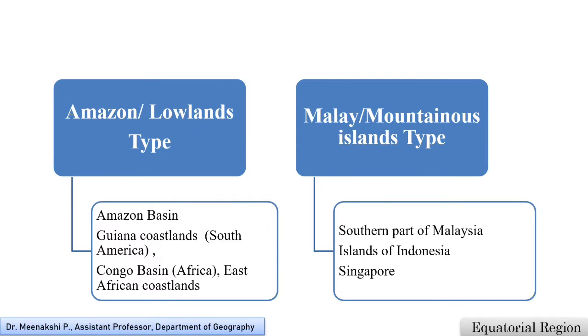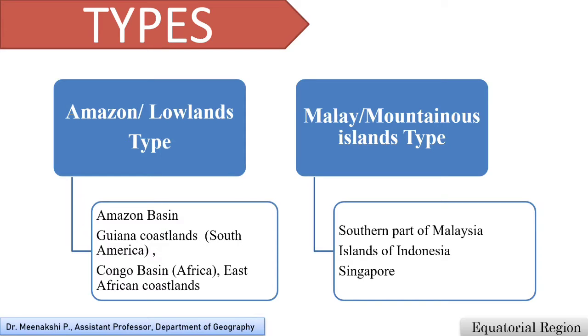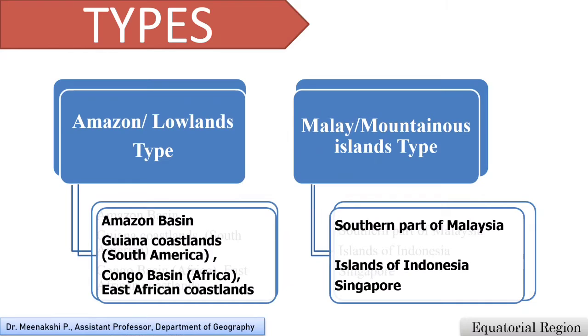Equatorial regions can be classified into 2 types, such as Amazon or lowland type, Malay or mountainous types based on its location. Amazon Basin, Guyana coastal lands, Congo Basin, East African coastal lands belong to lowland type, whereas southern part of Malaysia, islands of Singapore and Indonesia belongs to the Malay type or mountainous type, and these mountainous type of regions enjoys a distinctively cooler climate than the lowland climate of the equatorial region.